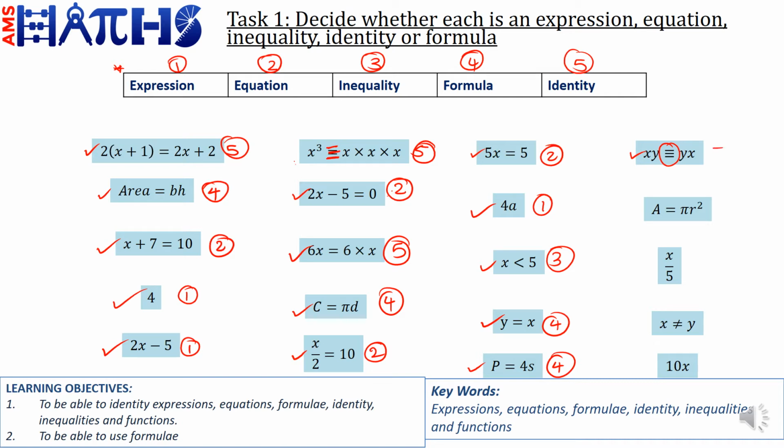Here we have an identity, and the giveaway is a symbol, so that's column 5. Here we have a formula, so that's column 4. Here we have an expression, column 1. Here we have an inequality, column 3. And here we have an expression, column 1.